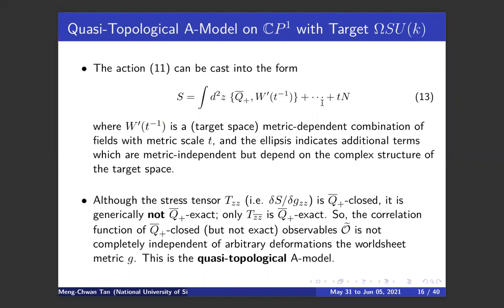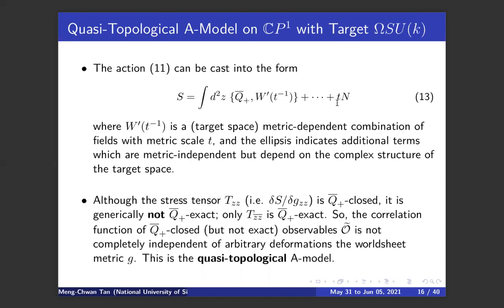Now the terms here are metric independent terms, so you can scale the metric of the target space and it doesn't matter. This T here is actually the metric scale of the target space. This here doesn't depend on the target space metric. It just depends on the complex structure. And then this last term here comes from the pullback of the omega, the symplectic form.